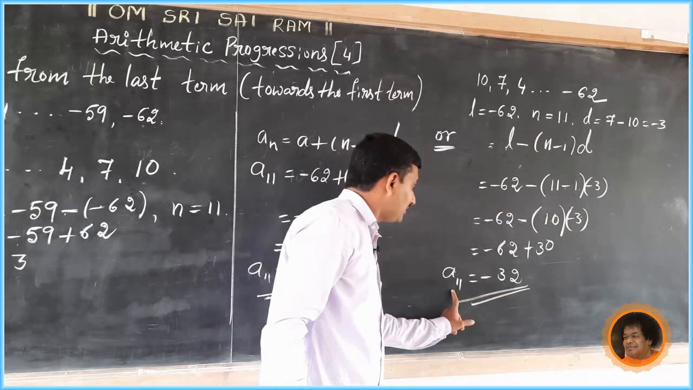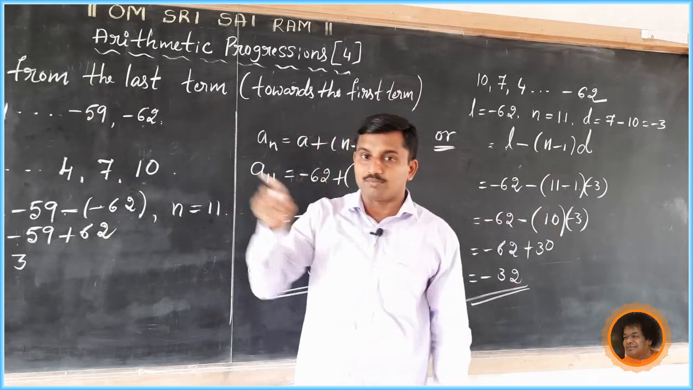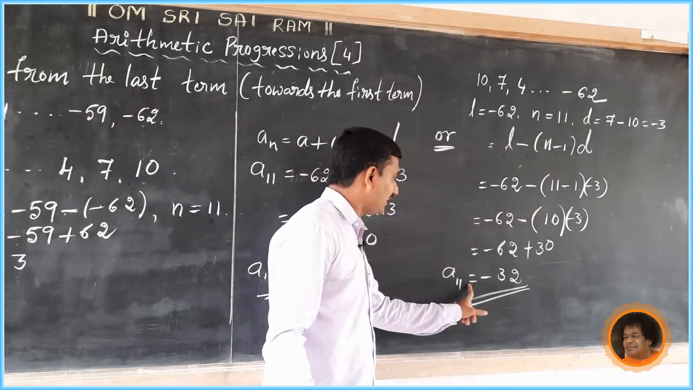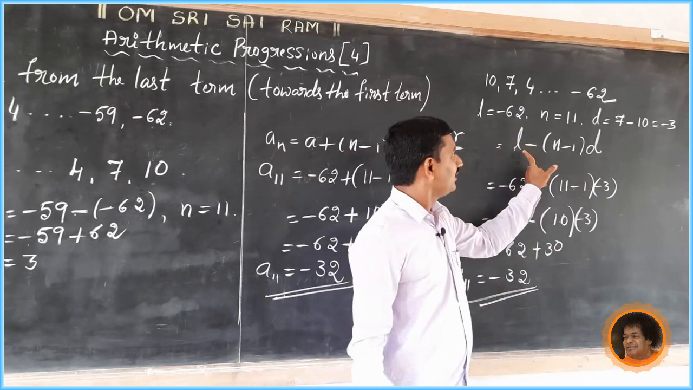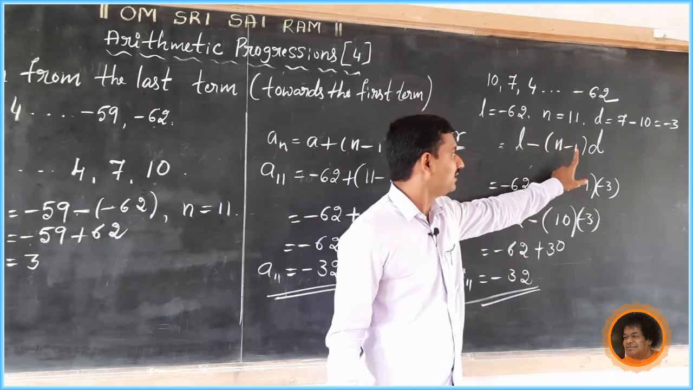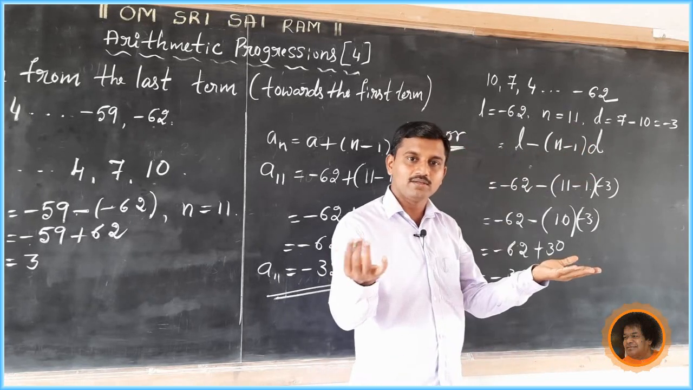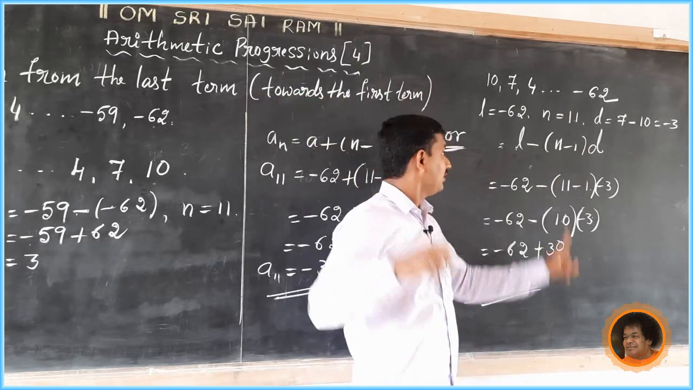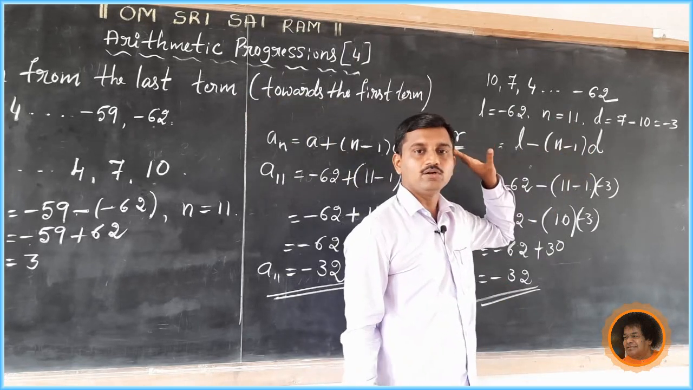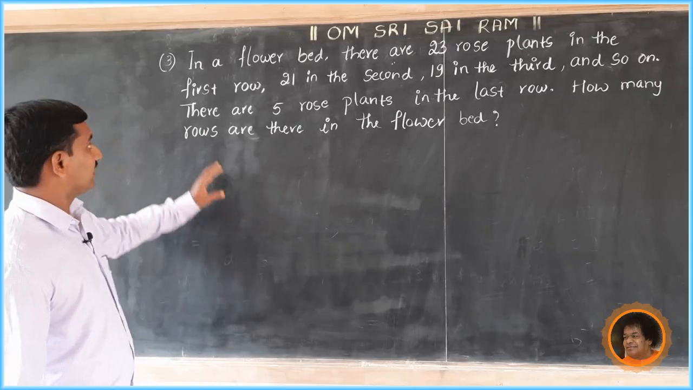So 11th term from the last term means towards the first term. So that is minus 32. So what is the formula? L minus n minus 1 into d. From the first term, what is the formula? An equal to a plus n minus 1 into d. From the last term, l minus n minus 1 into d. So I think it is clear. Move on to the next question.